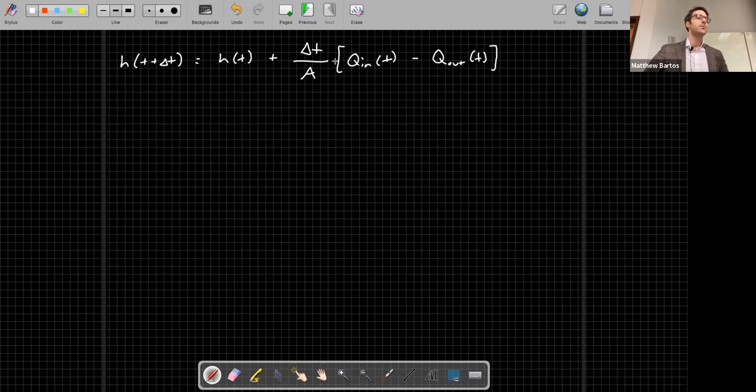Okay, so the inflow is something that will come from outside the system. So it's not necessarily something that can be controlled or that we know a priori. What about the outflow though? Can we come up with an expression for the outflow? Can we come up with an expression for the outflow that depends on the depth in the pond?